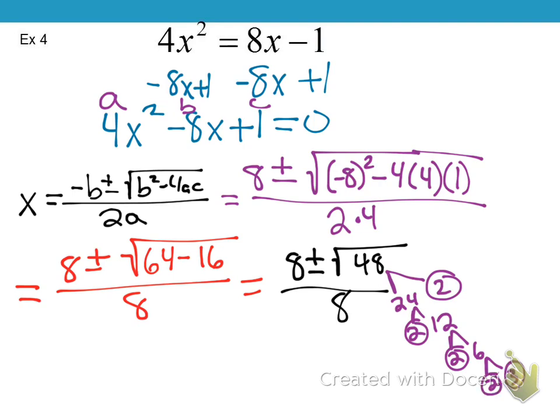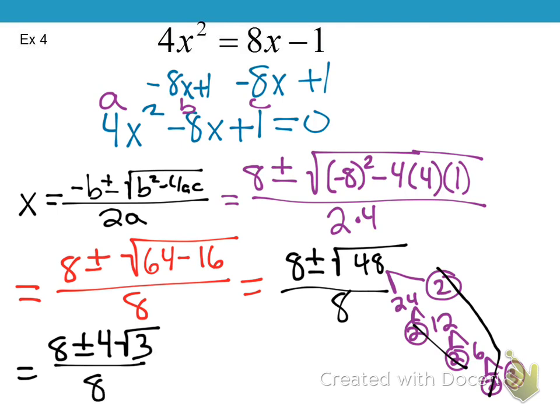Prime. Okay, who's coming out? A 2 and these 2, right? That's 4. Okay, so I have 8 plus or minus 4 square root. Who's left over? 3. All over 8. Oh, they're all divisible by 2.